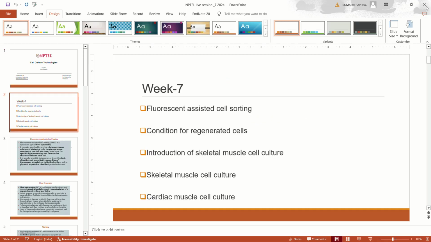In week 7, the syllabus consists of fluorescence assisted cell sorting, condition for regenerated cells, introduction of skeletal muscle cell culture, and cardiac muscle cell culture. So there would have been many videos on this, and let's see the assignment for this week. Since the assignment was mostly based on fluorescence assisted cell sorting and it is a very important major tool, let's have a brief introduction about this technique.